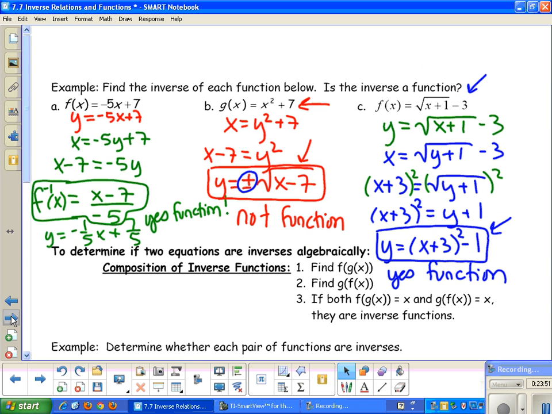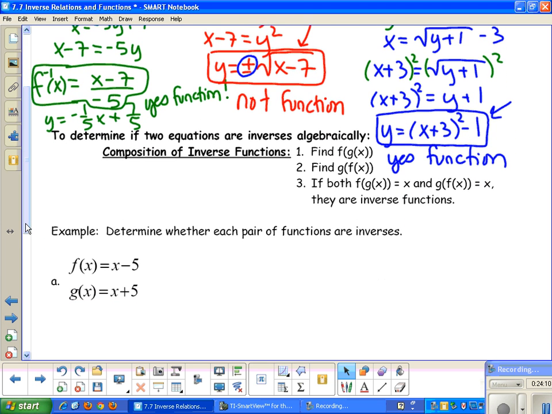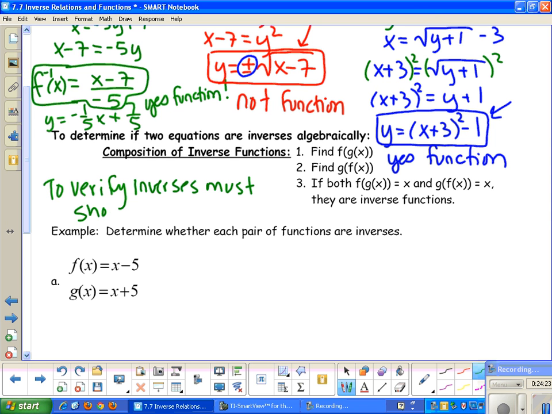Now, the last part of this is to determine if two equations are inverses algebraically. In order to do this, you have to use composition of functions. And composition of functions, remember, is when you do f of g of x or g of f of x. In order to verify that they are inverses, you must show all 3 of these steps that we have right here.